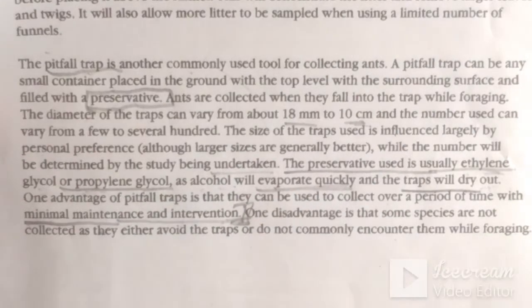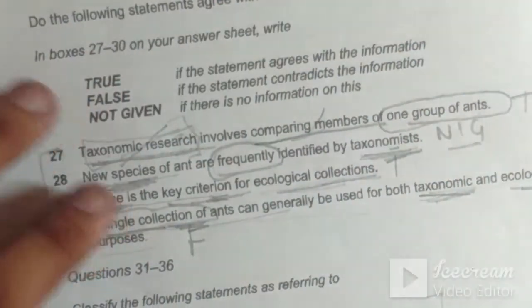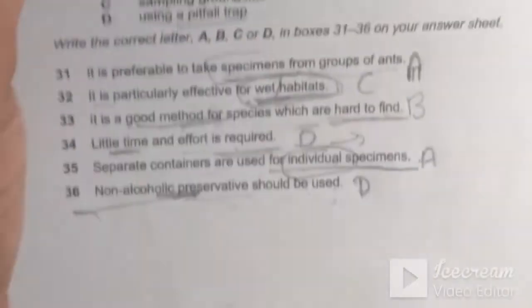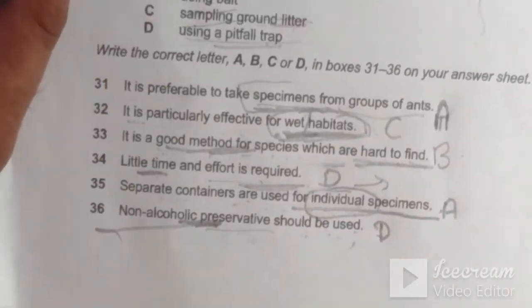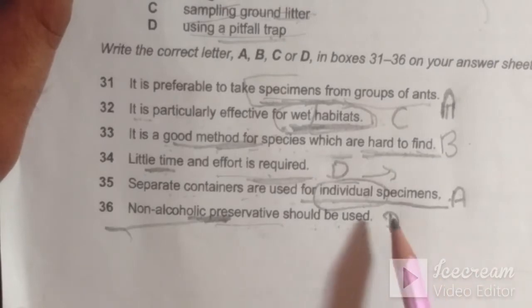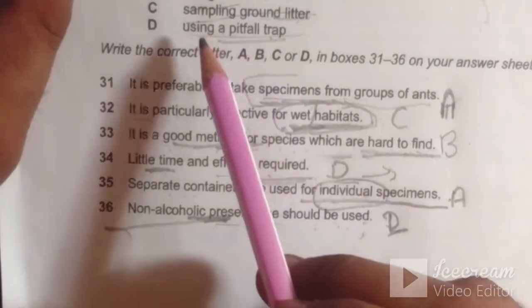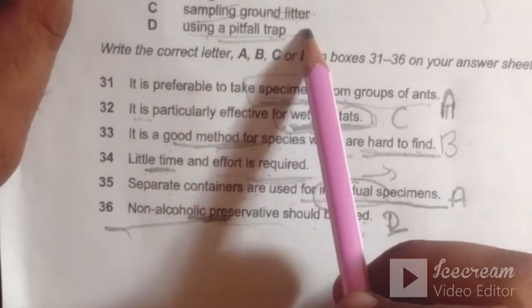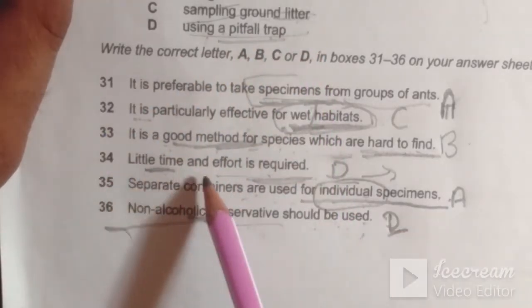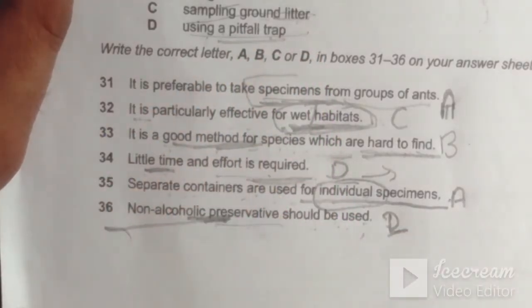So we should prevent that preservative so that we can go on with the process. And this question is also saying that you should use a non-alcoholic preservative rather than doing the same as you did before. So the answer of that should be D, as we read in the section on using pitfall traps. So we are left with one last question. I have just found the answer and I'm going to tell you about that. So this will be the answer of this question.